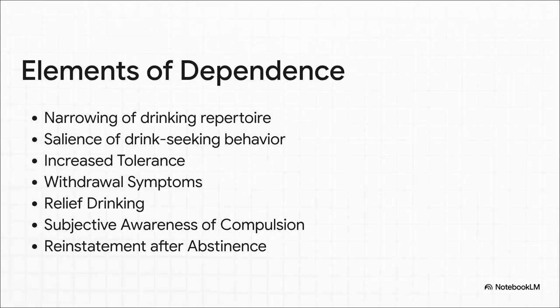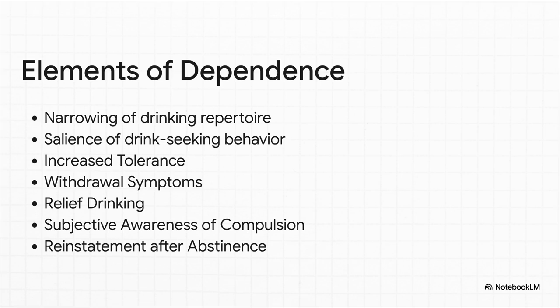Now, we're not going to break down all 7 of these, but some of them are probably going to sound pretty familiar. You've got increased tolerance, that's needing more and more alcohol just to get the same effect. Then there are withdrawal symptoms, that's the awful physical and mental rebound when you stop. And salience. That's when finding and using alcohol basically becomes the most important thing in a person's life.